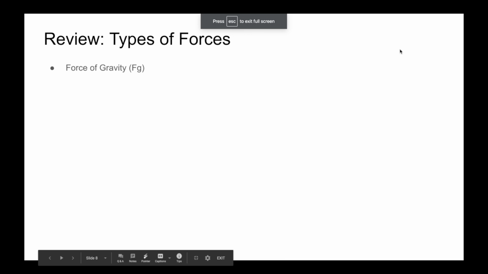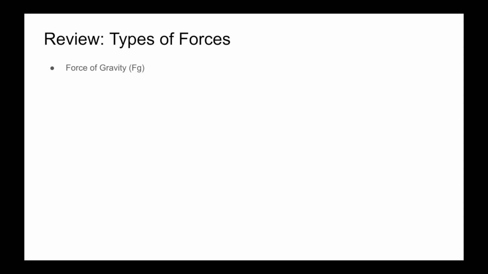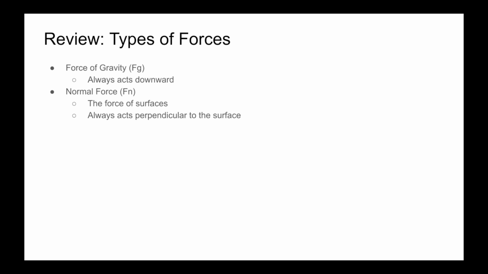Okay, so let's just review the types of forces that we've seen so far. We have the force of gravity, which basically always acts as long as we're on Earth or some other planet, always acts downward. The normal force is the force of surfaces. It always acts perpendicular to the surface. For example, a table pushes up on a book or a wall pushes back against a person leaning against it. It doesn't have to always act upward. It just has to act outward from the surface itself.